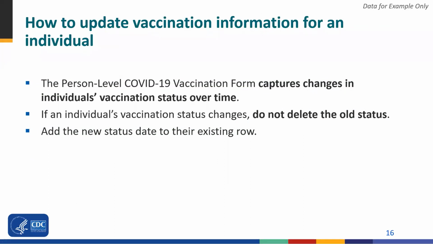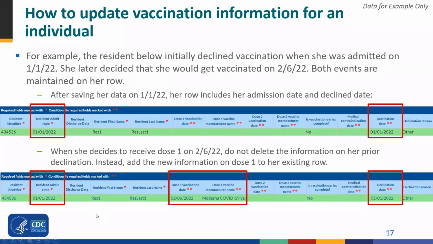And Heather, how do you update an individual's vaccination information once they've already been entered into the grid? Yeah, so personally, this is one of my favorite features of using these optional event level forms. We know that it's not uncommon for someone's vaccination status to change over time. And the great thing about these forms is it allows you to capture all of those statuses throughout the person's time at your facility. So for example, if we had a resident that initially declined COVID-19 vaccination during week 1. Oh, we have an example here.